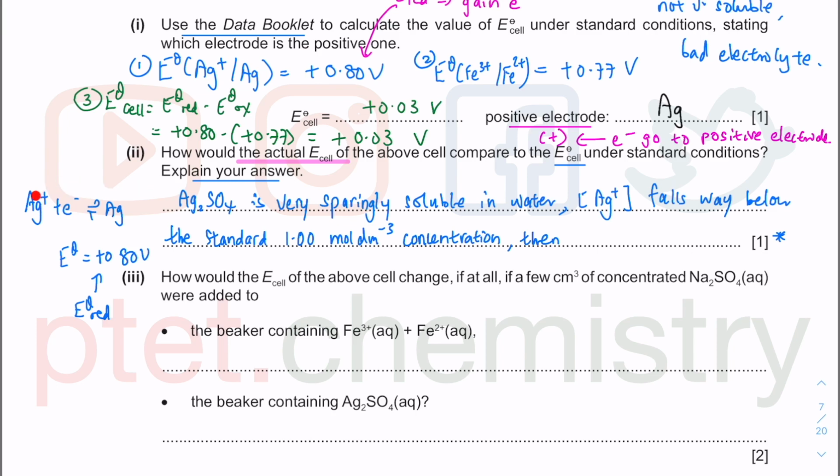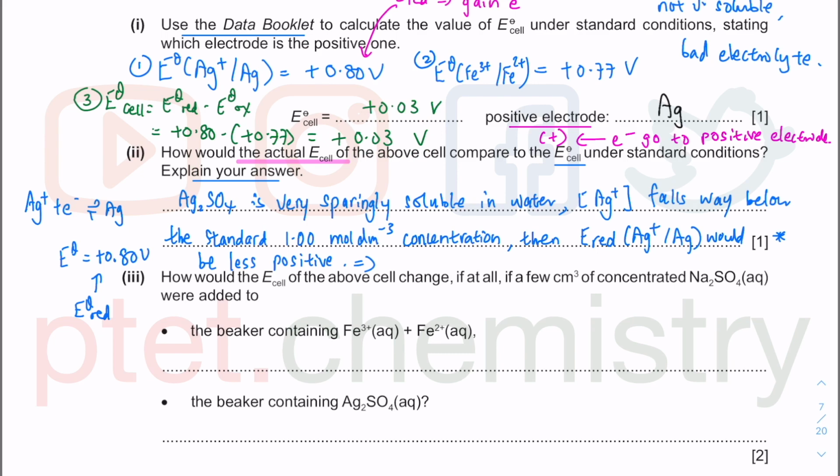And when you shift to the left hand side, this will become less positive. Because you favor the left hand side, the E right, which is the Ag+ and Ag, would be less positive. If the E right becomes less positive, meaning the whole reaction is going to become less feasible.